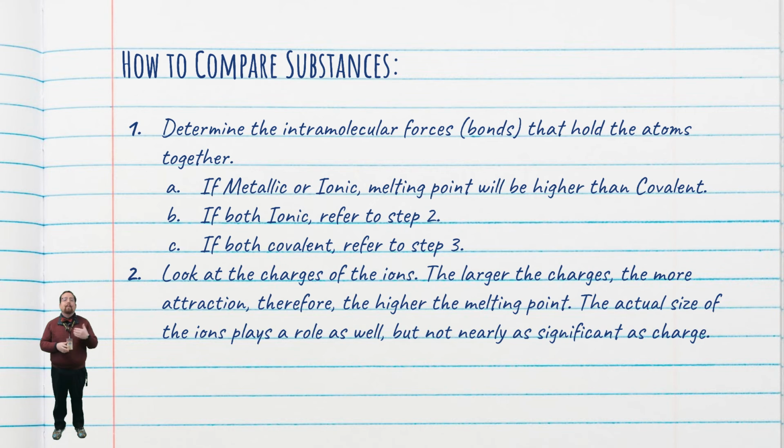First, think about what type of bonds the molecules have to hold their atoms together. This generally takes precedence, as intramolecular forces are significantly stronger than any intermolecular forces. As we mentioned before, if it's metallic or ionic bonding, they'll have very high melting points. And if it's covalent, it'll have a much lower melting point. If we're trying to compare two substances that both have ionic bonding, we use the size of their charges to compare their melting points. Generally, the larger the charges of the ions are, the stronger their attraction will be, and the higher the melting point will be.